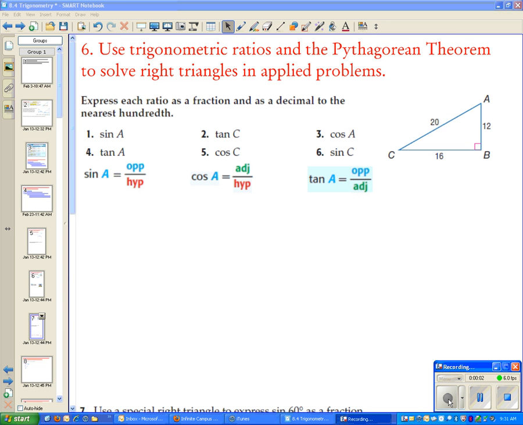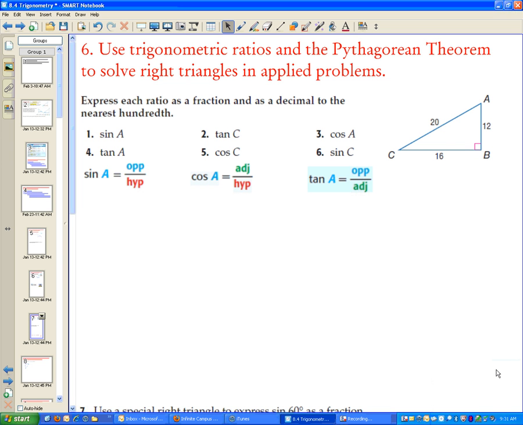All right, we're on page 567, and let's look at these first six. This isn't finding x or anything like that. It's simply an exercise in, do I know these definitions of these trigonometric ratios? If I know the definitions of the trig ratios, these problems are easy. If I don't know the definitions of the trig ratios, these problems are very, very difficult.